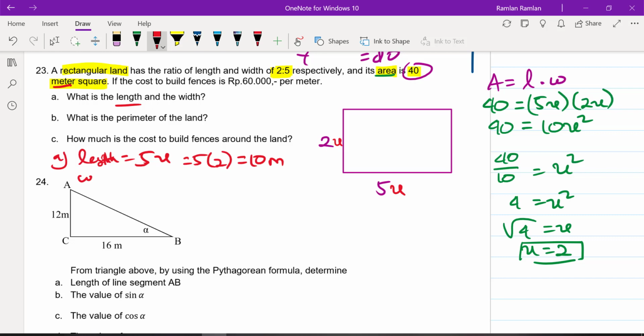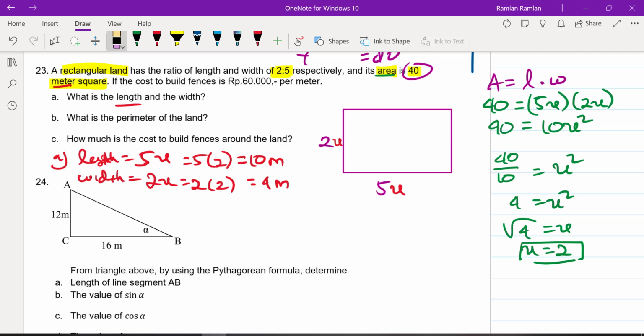The same thing with the width, right? The width is this 2x, right? So that will be just 2x, and because we already know the value of x, which is 2, we multiply this 2 by the x, which is 2 times 2 equals 4 meters, right? So if I put that here, it's gonna match, because if this is 10, this is 4, then the area is just 10 times 4, which equals 40, right? Okay, so that's the first question for section number 23.